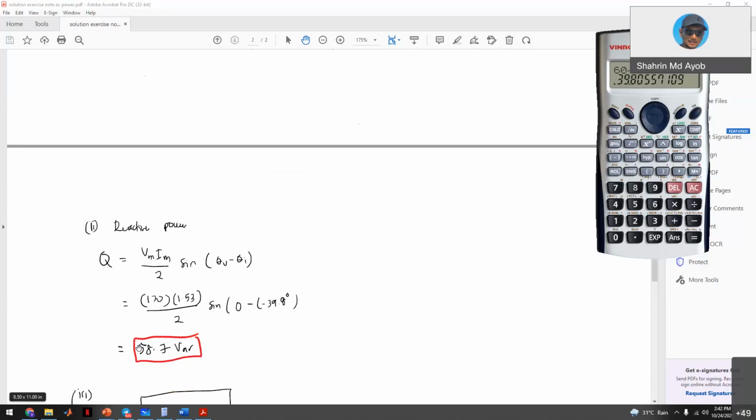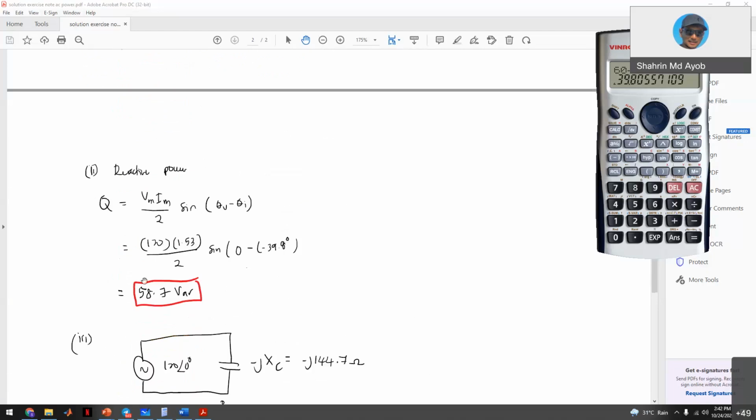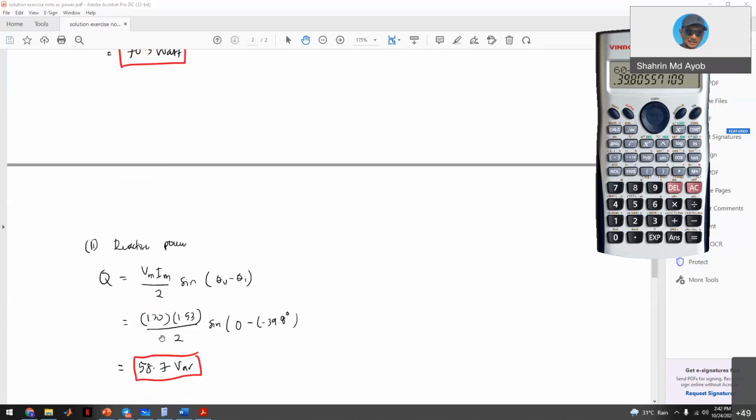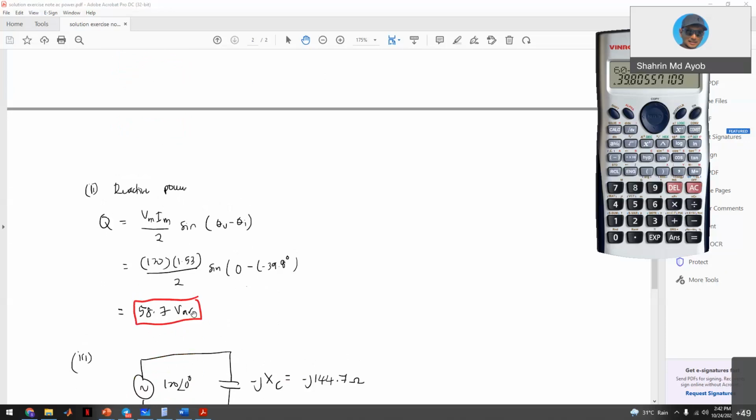If your load consisted of a capacitor, you will see that your Q will become negative, because of this angle actually. It is automatically negative based on the calculation. But right now, based on the calculation here, you will receive a positive Q, meaning that your calculation is true because your load is an inductive load.